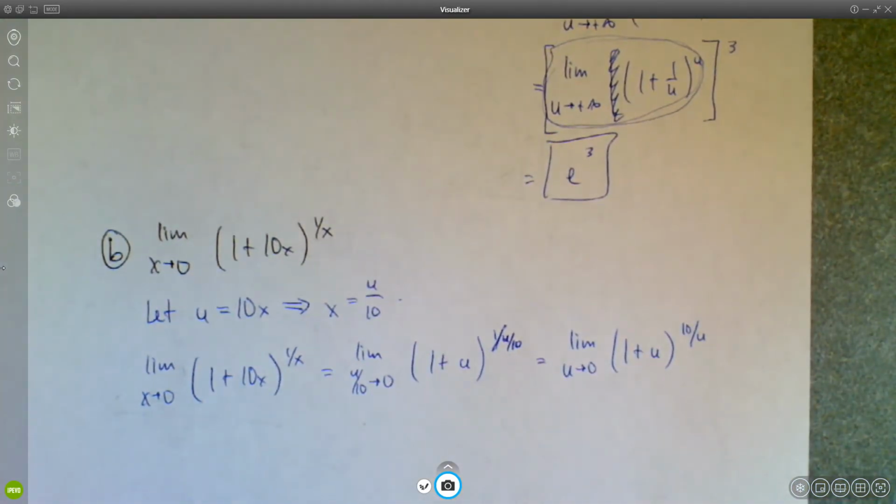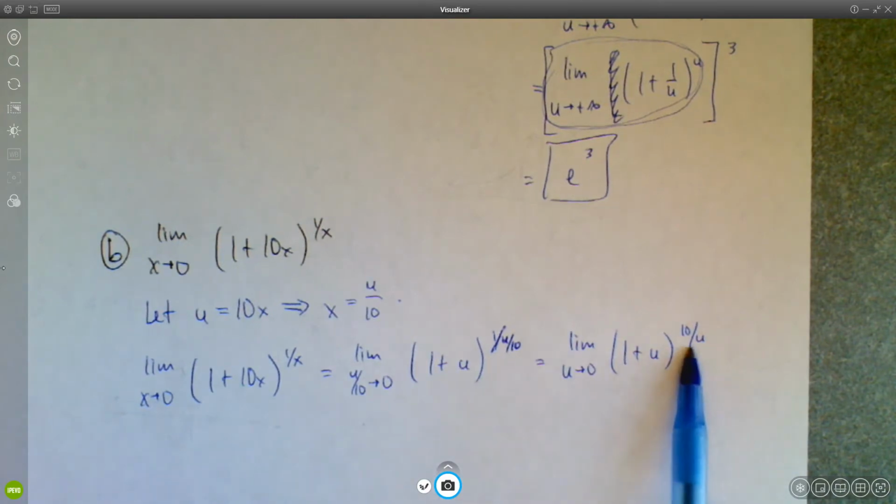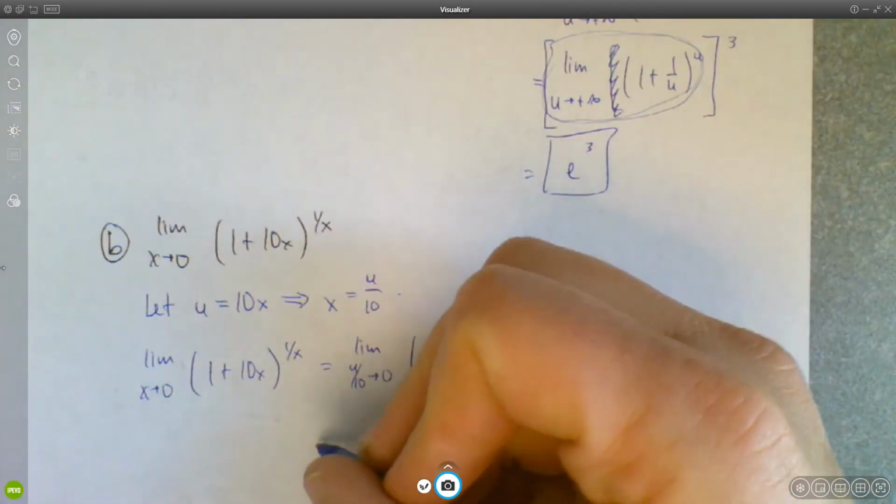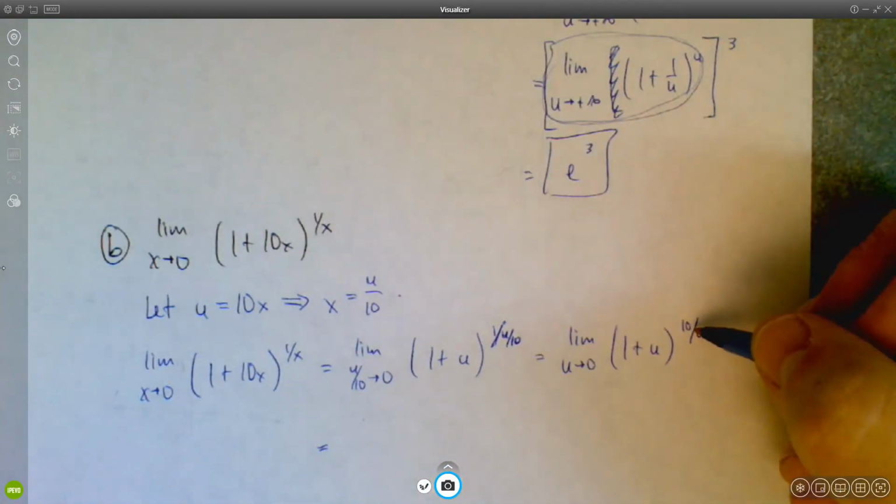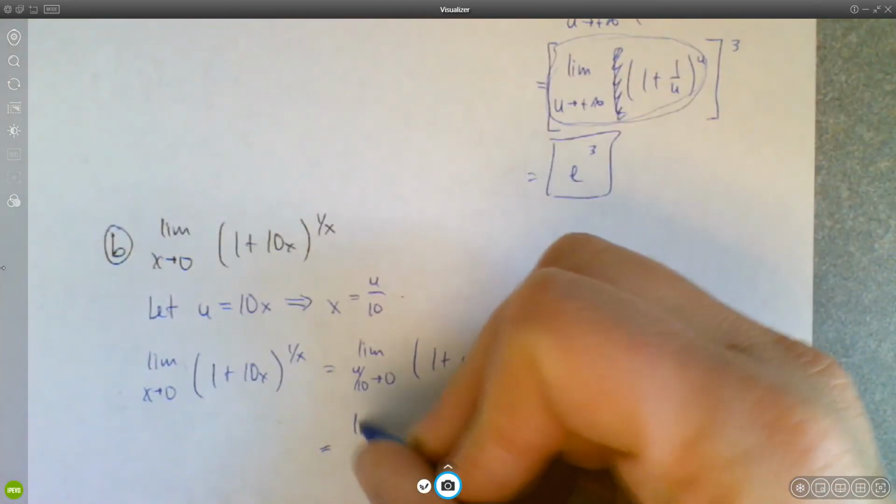Okay, well that's close to what I want. I don't want a 10 over u, I want a 1 over u. But again, I can think of this as 10 times 1 over u. Or better yet, I can think of it like this.